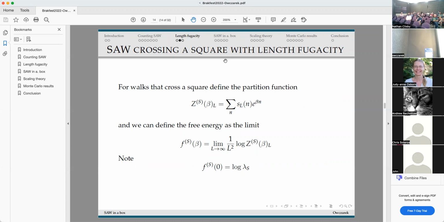But you can define a free energy, which is calculated as the limit of 1 on L squared of the log of the partition function. And you won't be surprised to learn that if you put beta equals 0, effectively you get back your lambda, which you calculate as that growth constant. So adding this fugacity expands your problem, makes it a bigger problem and a more interesting problem.